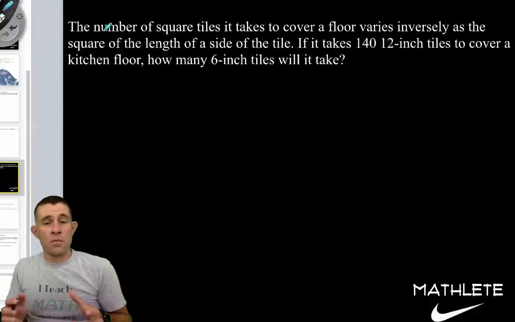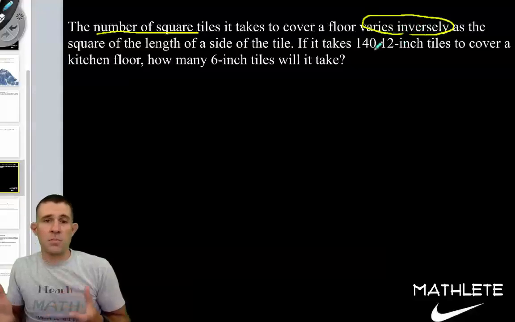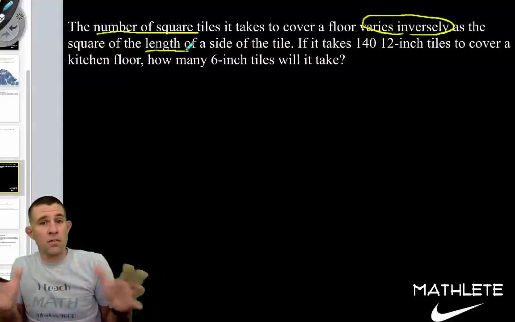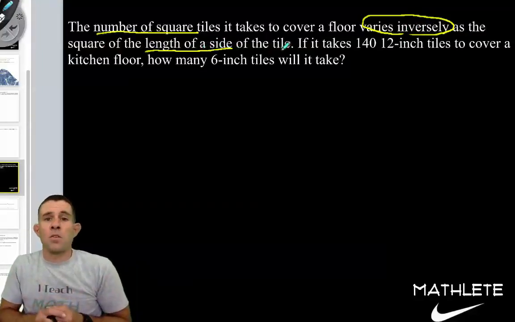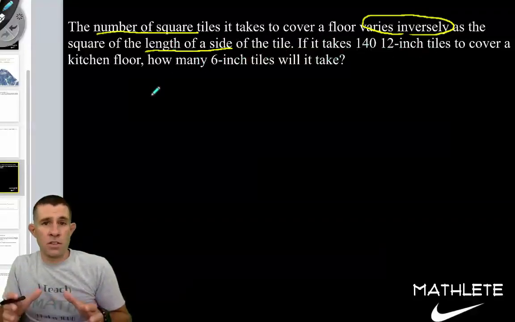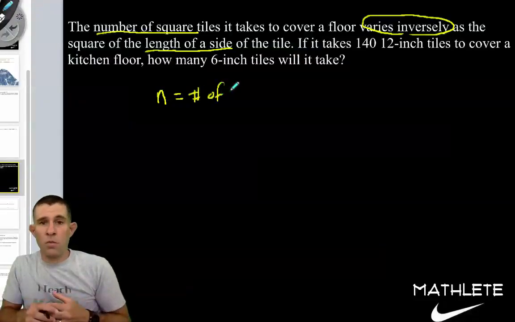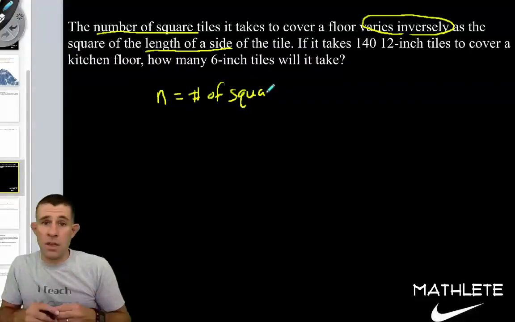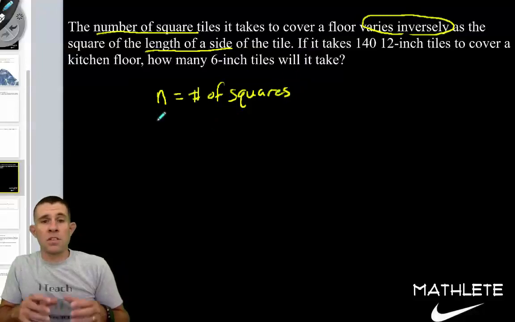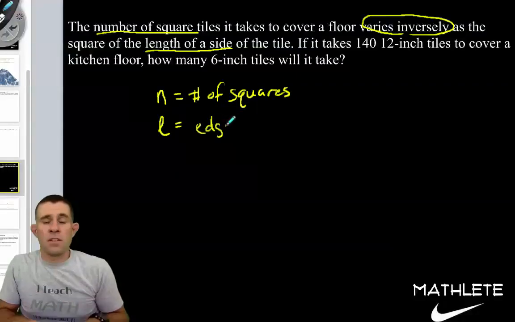We see that the number n of square tiles it takes to cover a floor varies inversely. That should make sense. The larger your square tiles are, the fewer you'll need. So it says we have 140 squares that are 12 inches in length. It covers our square floor. So what's going to happen to the number of tiles we need as we reduce the size of the square down to 6 inches?